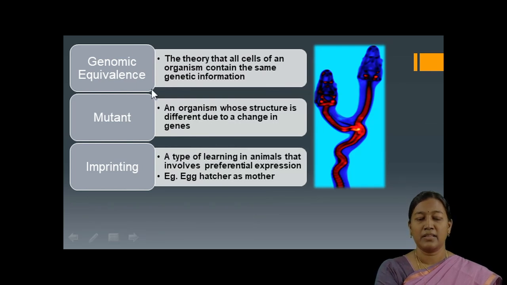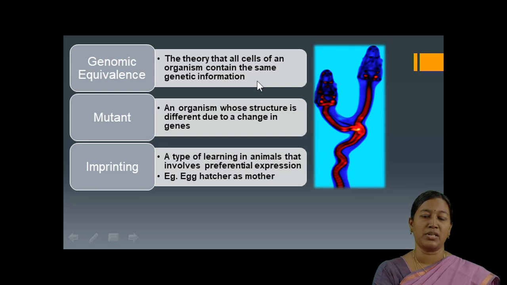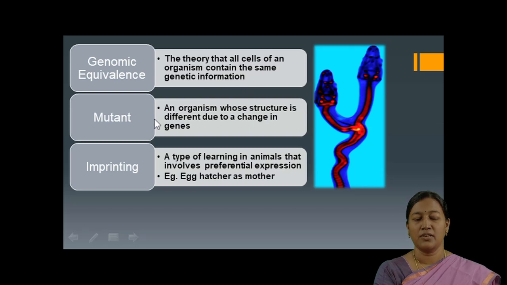And the last few terms over here: we know genomic equivalence. Genomic equivalence means all the cells of an organism have the same genetic information. For example, if it's a human being, all the cells will have 23 pairs of chromosomes and the DNA will be similar for the same organism. So that is genomic equivalence, the theory that the cells of an organism contain the same genetic material.